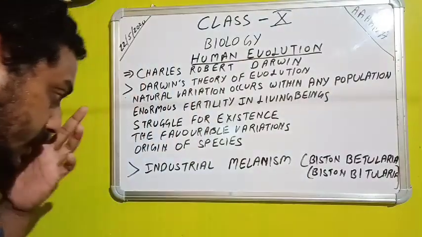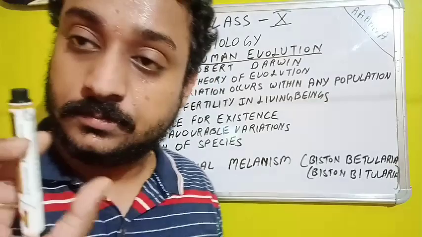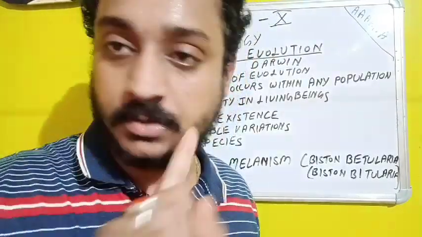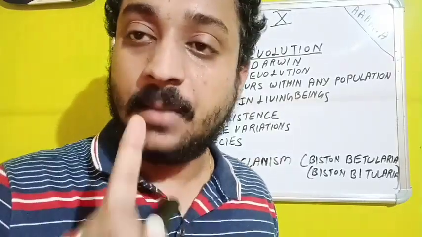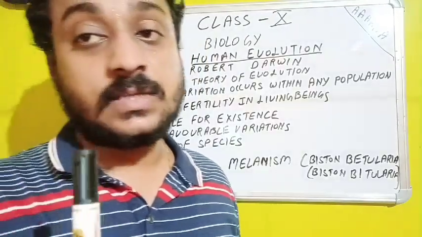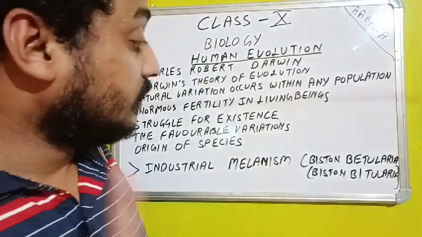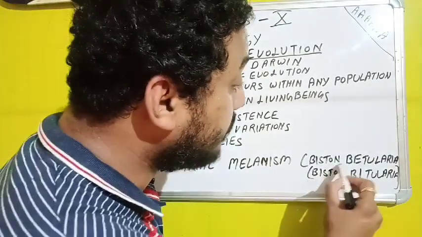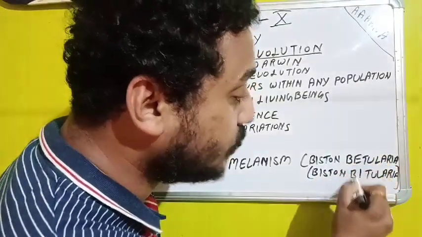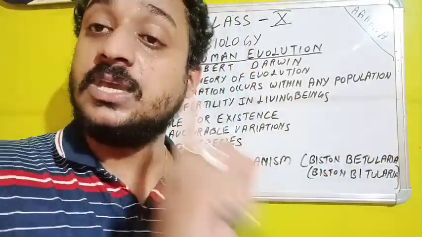Now, what happened in this industrial melanism? Why is it so interesting? It is because of the moth, a butterfly-like organism but not a butterfly. Industrial melanism was initiated by the moth. So the moth is a butterfly-like organism but not exactly a butterfly. The moth's biological name is Biston betularia, or Piston betularia. You can use E as well as I in the spelling.